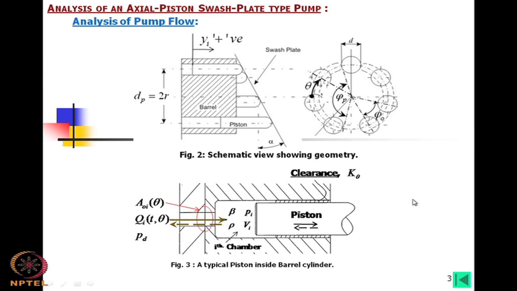Now, this is the typical leakage. This typical figure shows the leakage past the pistons. So, for that we need to consider the pressure, volume, then bulk modulus, density, and also we should consider the area of the orifice, flow, pressure, etc.